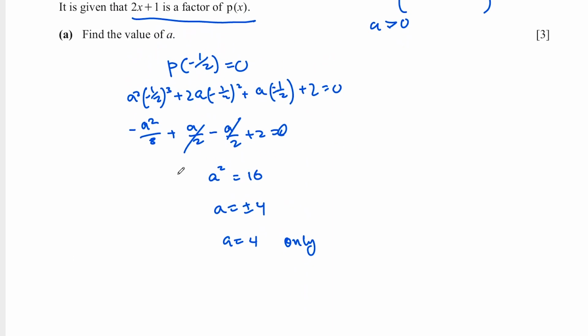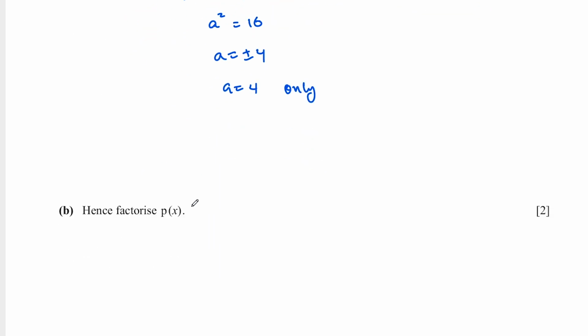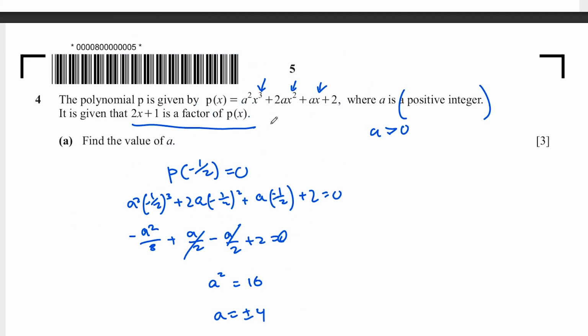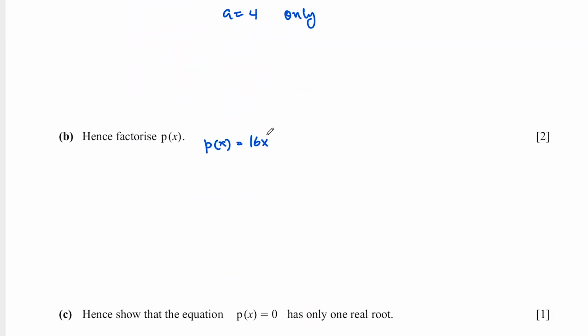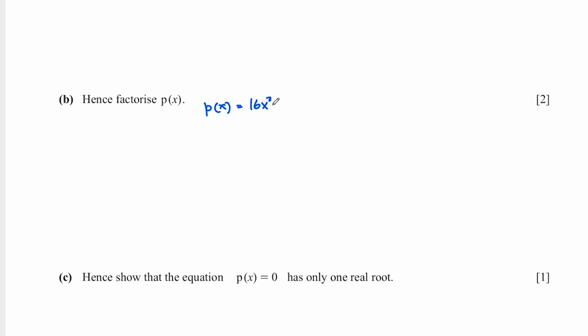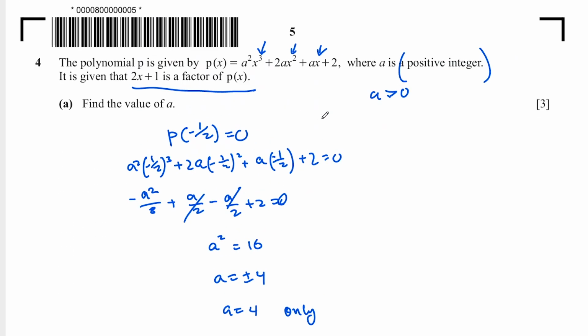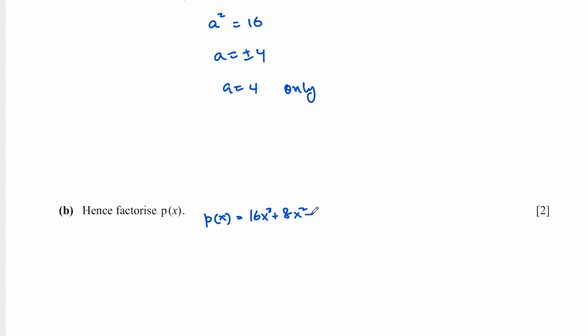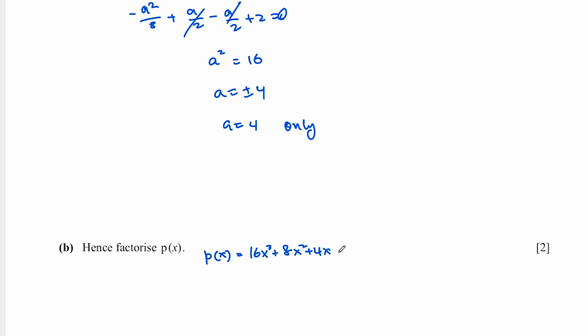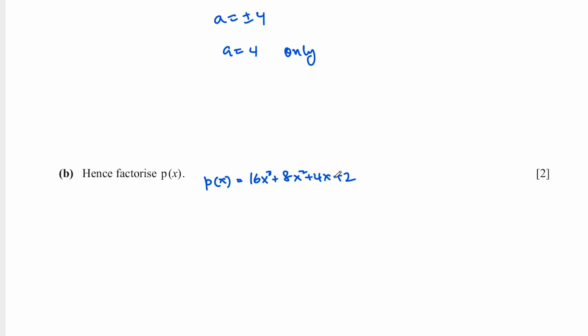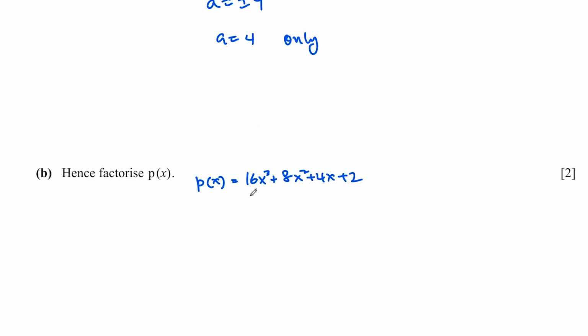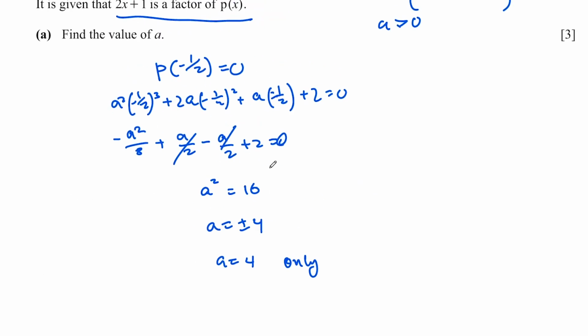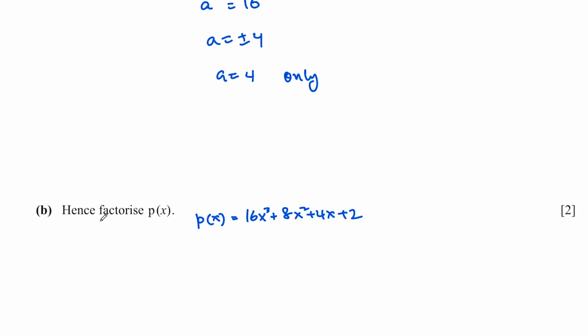Hence factorize p(x). Okay. So we know our a value already, so let's just rewrite the p(x) in its full expression. So 4 squared 16, and then 8x squared, 4x plus 2. Okay, so we are given one factor in the question, so we can try and use that to our advantage by doing the long division first.